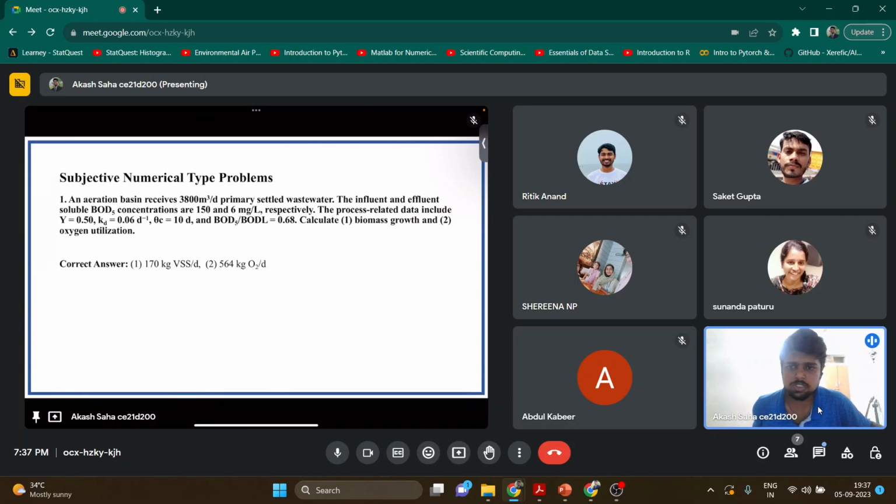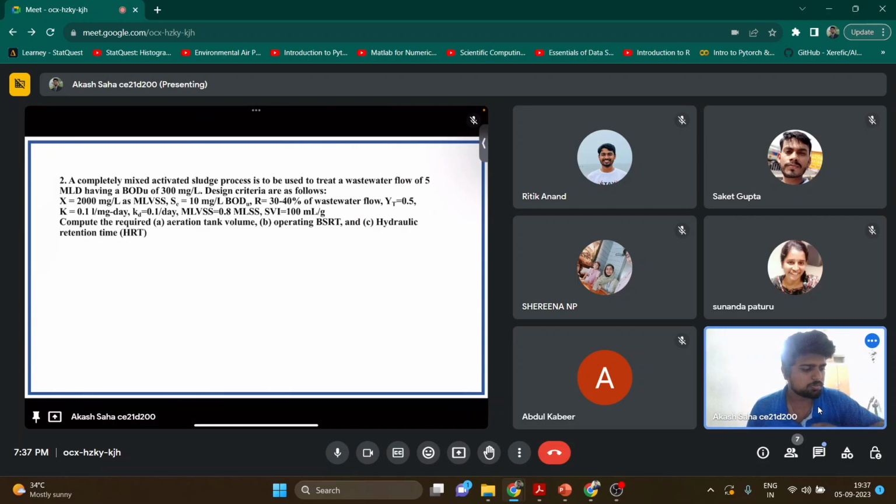Okay, so first question I have solved. So now move on to the next question. It says a completely mixed activated sludge process is to be used to treat wastewater flow of 5 MLD, of ultimate BOD of 300 milligram per liter. And then the MLSS value, theta C, recycle ratio, total yield, K, decay constant, everything is being given. All the design parameters are given.